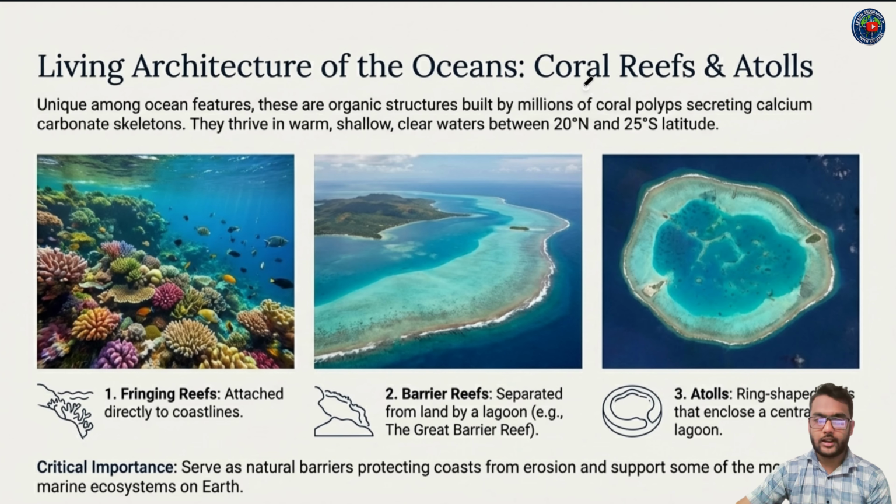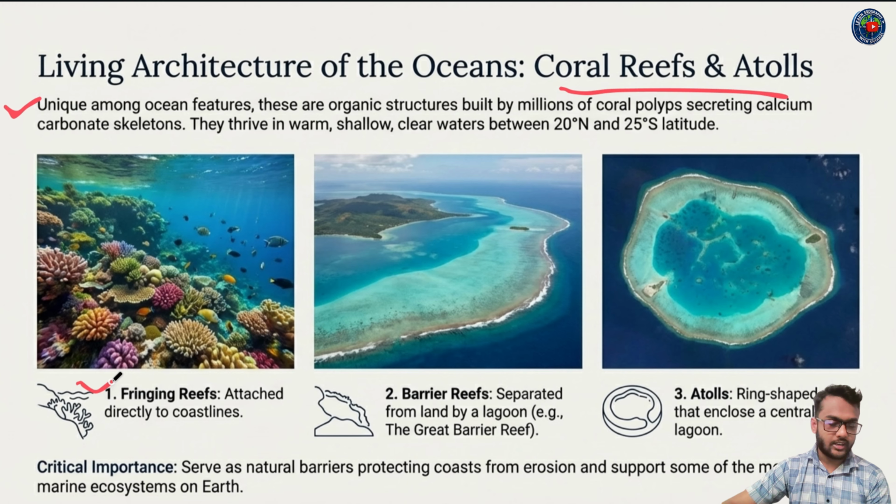Now, coral reefs and atolls. These are organic structures built by millions of coral polyps secreting calcium carbonate skeletons. They thrive in warm, shallow, clear waters between 20 degrees north and 25 degrees south latitude.